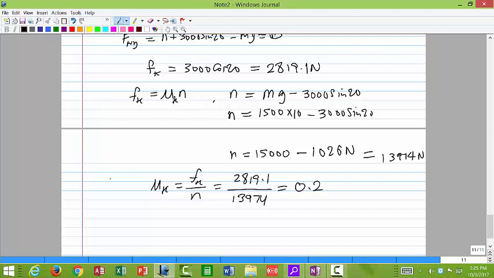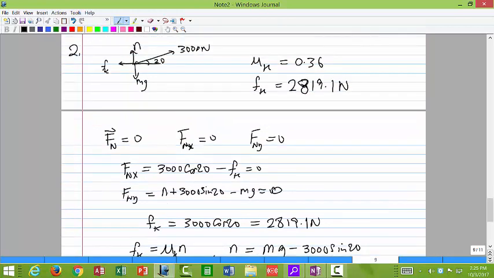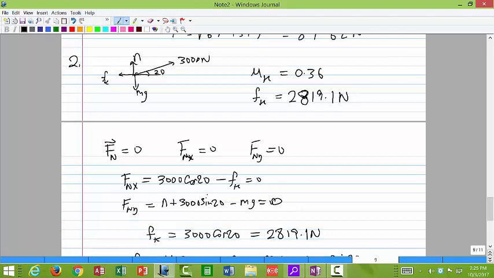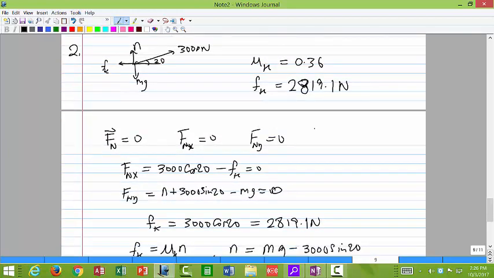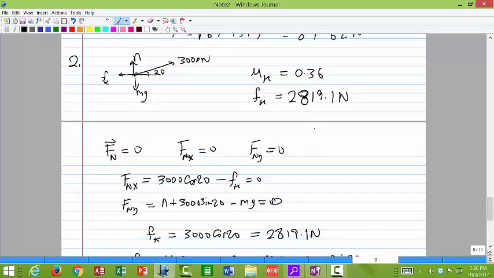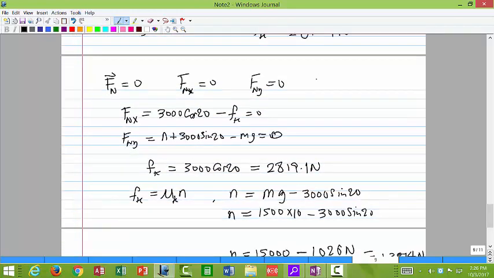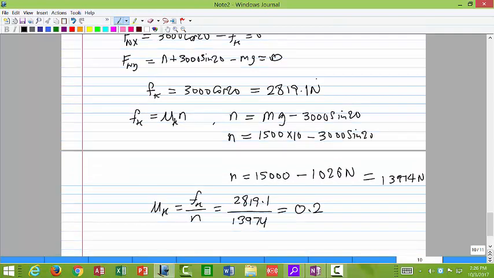Okay. So how did you get 0.36? Sine theta by cosine theta. Oh, sine theta by cosine theta. I don't understand. What do you mean? Let's put it on the side. Okay, so that's mu k. Any questions on that?